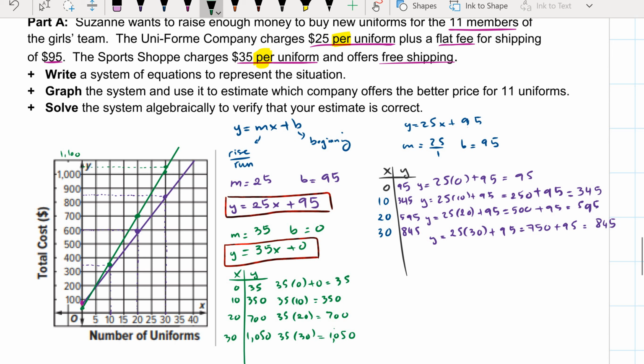Okay, sorry, it's okay. My graph makes me think that the solution is when both companies will give you the same price, around 5 uniforms. They will give you about $200, but after that, one will charge you less, and the other one will charge you more. So we're gonna talk about that next.